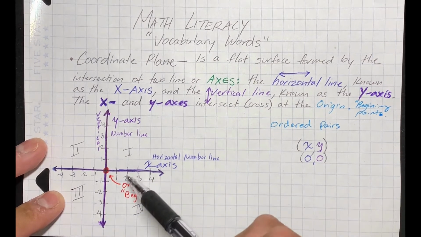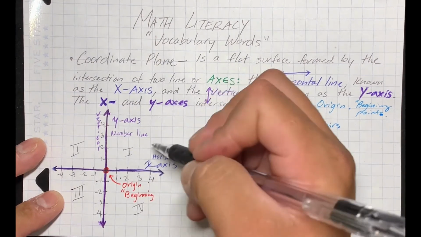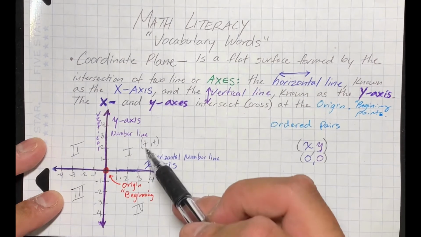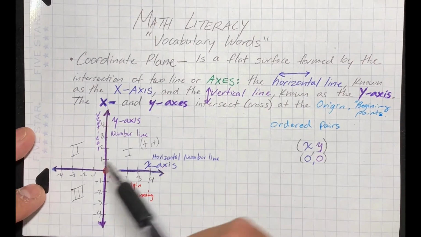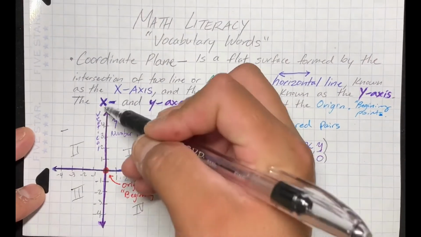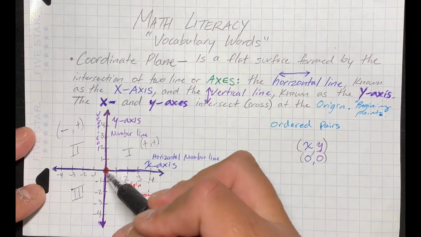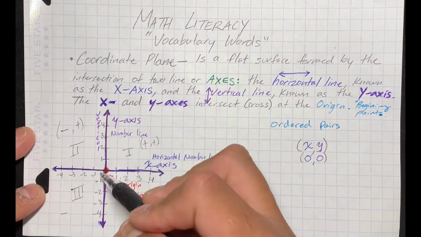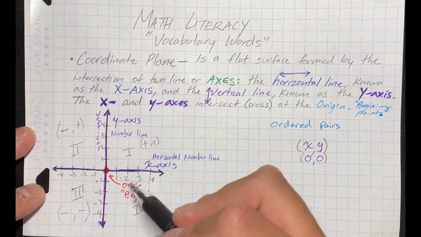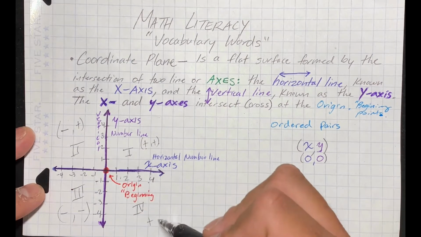Now, if you look at the x-axis, they're positive numbers. The y-axis has positive numbers. So the quadrant 1 is both positive for your x-axis and y-axis. Quadrant 2, your x-axis is negative, your y-axis is positive. Okay. Quadrant 3, your x-axis is negative, and your y-axis is negative. Quadrant 4, your x-axis is positive, and your y-axis is negative.